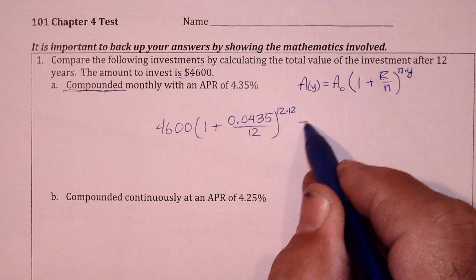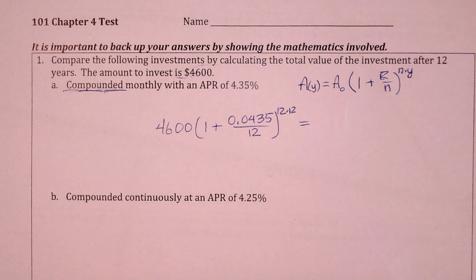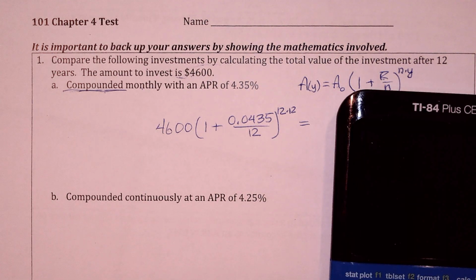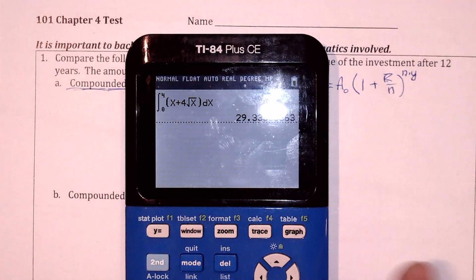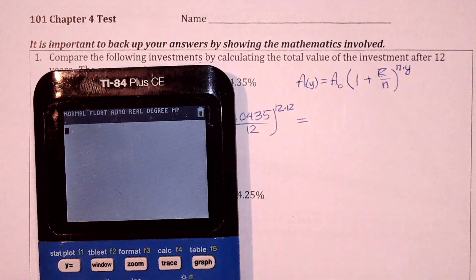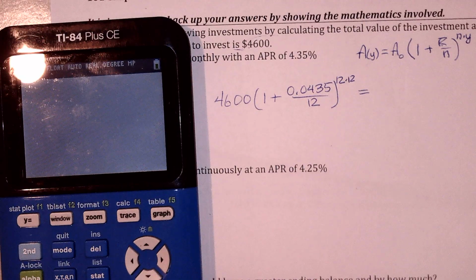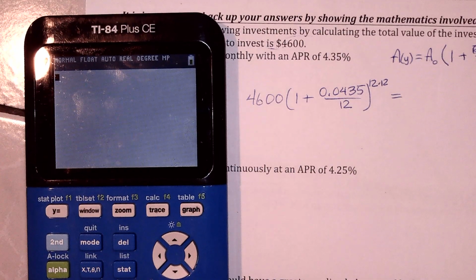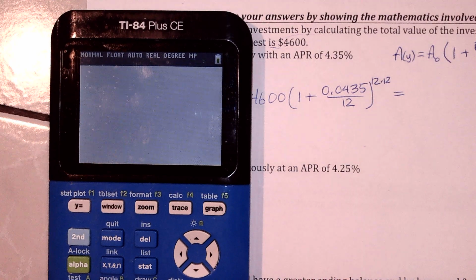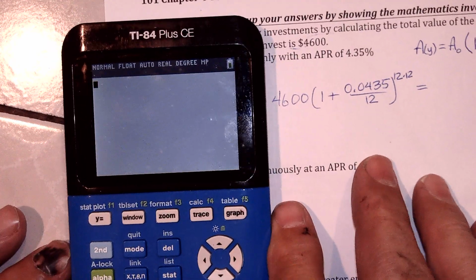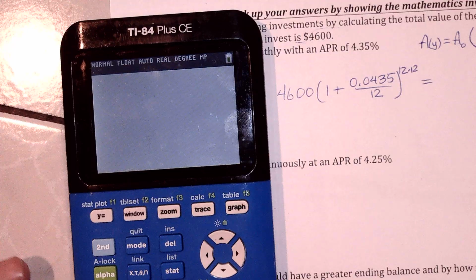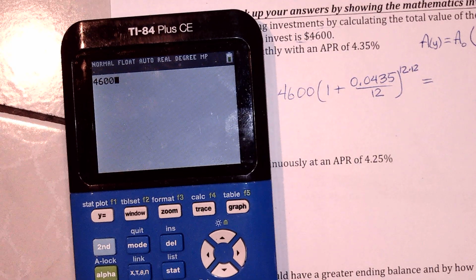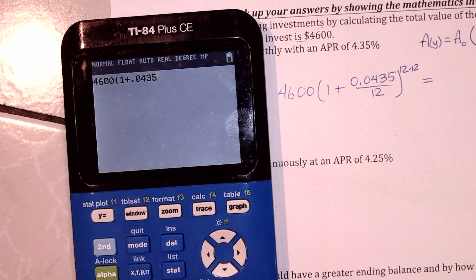So this is what I've got to figure out, and I'm going to type it in my calculator carefully, hopefully, and get it to work. So let's see, put that there, put this there. So I want to do 4,600 parenthesis 1 plus 0.0435. That part is divided by 12.